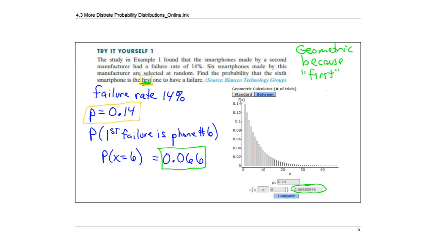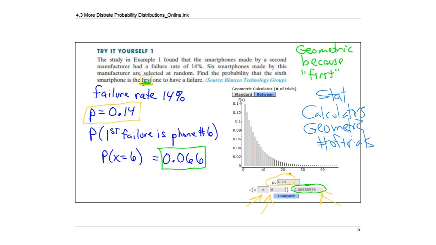So we're going to go into StatCrunch. We're going to do stat, calculators, geometric, and number of trials. We're going to put in the p-value of 0.14. We're going to put equal 6 this time because we want the probability that the 6th smartphone is the first one to fail. And when we hit compute, we get our probability on this side. So our probability is 0.066 that the first failure that we're going to see is phone number 6.